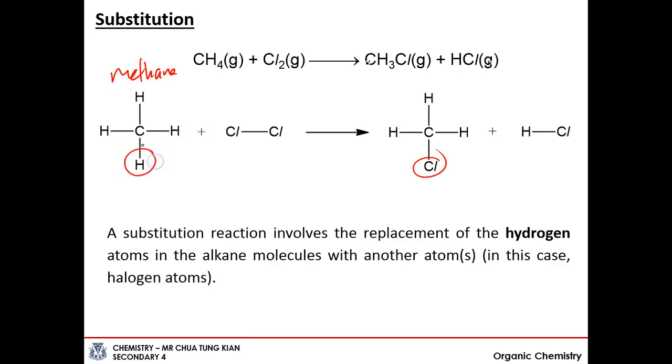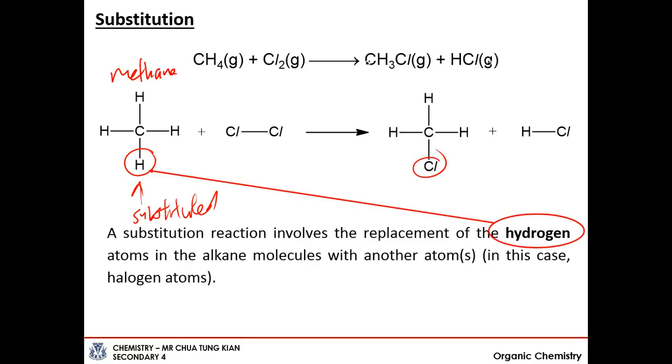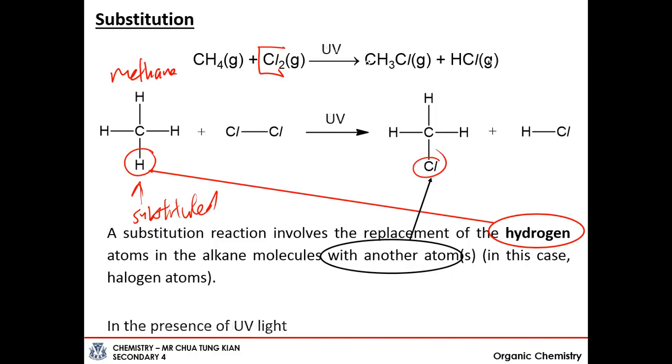So I have actually substituted out this hydrogen with a chlorine. Okay, simple reaction, right? So hydrogen here substituted with another atom. In this case, I sub it with a chlorine atom from Cl2. And for this reaction to take place, there must be UV light. So this UV light is used to start off the reaction.